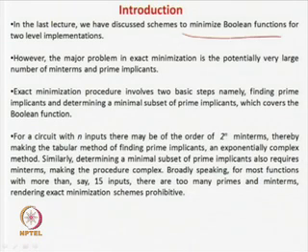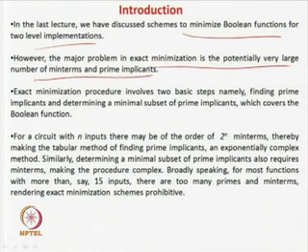We have Boolean function minimization for 2 level implementation. The major problem is the potential very large number of min terms and the prime implicants. Min terms will be much larger, as you know, than the prime implicants, but anyway in the worst case both of these can be very high in number, or you can say exponential in number, making the whole problem a very difficult problem to solve.